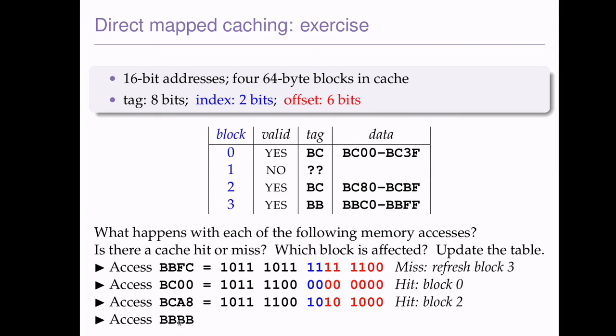Now B is 1011, so we'll have an index of 10, so we'll be looking at block 2. However, we don't have a matching tag, so this will be a miss, and we'll refresh this block. Then we need to figure out what the range is, so we'll subtract 3 from the B here, so that'll get us down to 8. And then we'll subtract B from B, so we'll have BB80, and then add 3F onto that to get BBBF. So we miss, but we refresh block 2.